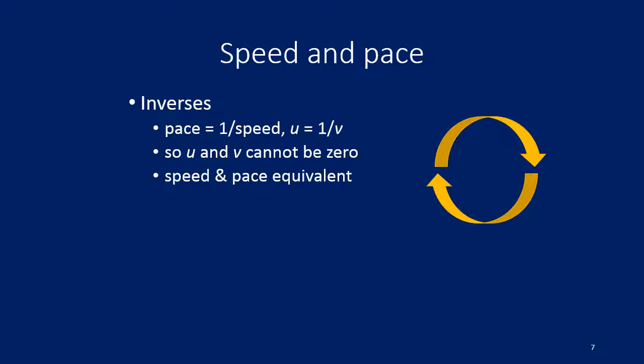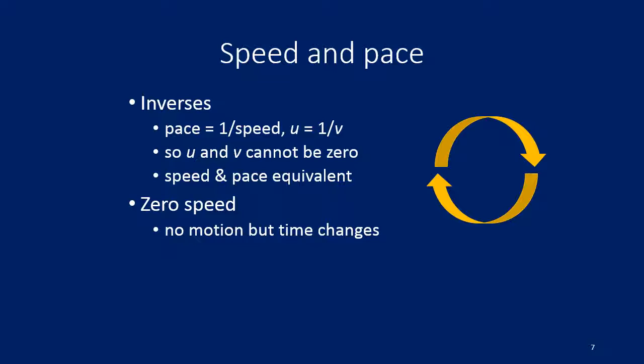Let's compare speed and pace. Well, they're inverses. Pace is the inverse of speed, and speed is the inverse of pace. Now, that means, of course, that they cannot be 0, at least as far as comparing them goes. But in a sense, speed and pace are equivalent. If you have one, you can get the other.